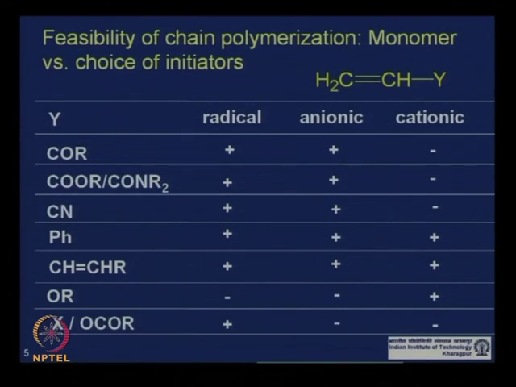If it is a halogen, then the halogen has a weak electron withdrawing inductive effect, and a weak electron donating or electron pushing resonating effect. So, because both these electron donating and withdrawing effects are weak, it actually does not get polymerized either by anionic or cationic, it only gets polymerized by the radical mechanism, like vinyl chloride, for example.